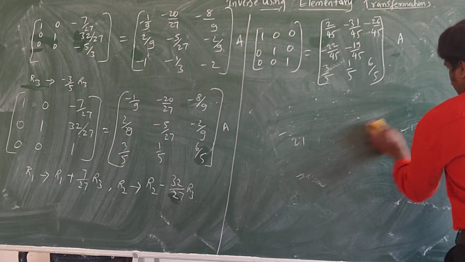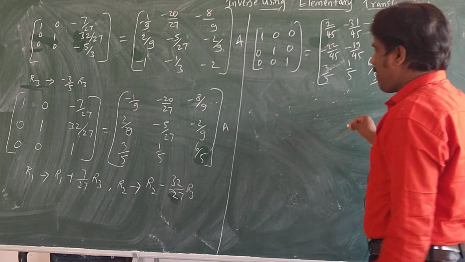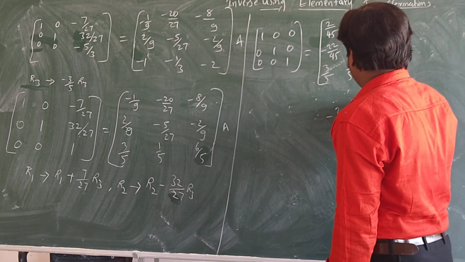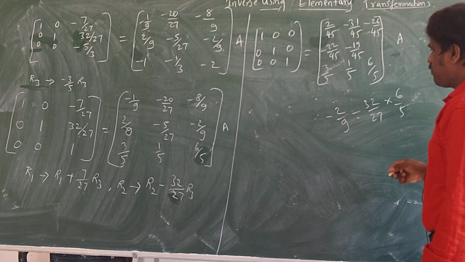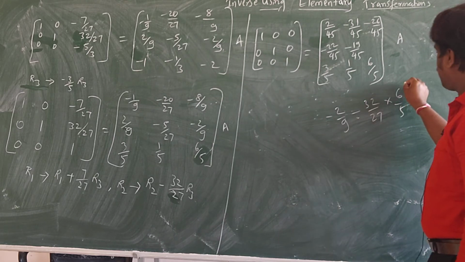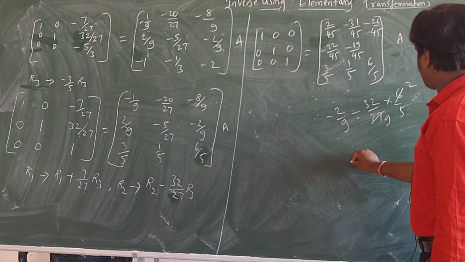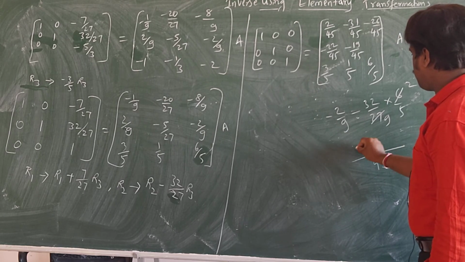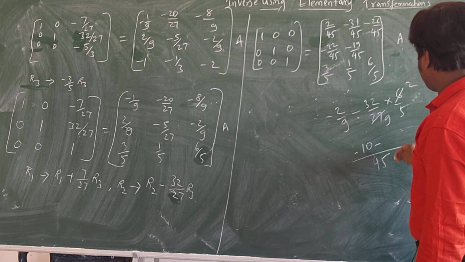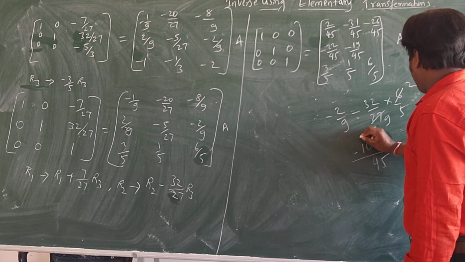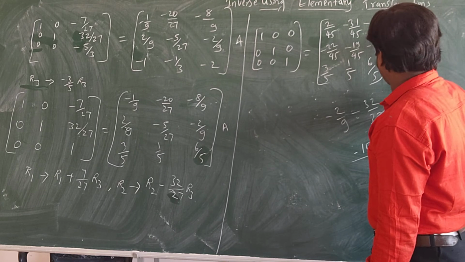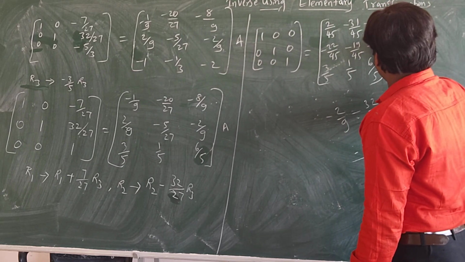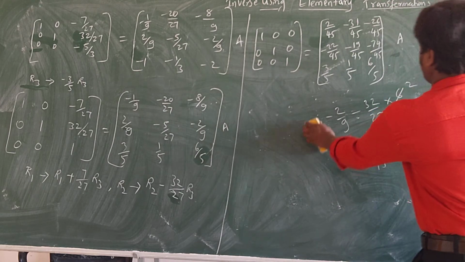Okay, last one, last and final. Tell me, next what you get? Minus 2 by 9 minus 32 by 27 into 6 by 5. Okay, getting 2 by 9. So you get 45 is the LCM. So minus 10 minus 64, that is minus 74 by 45. Right? No cancellation. See, check here in the previous also correct, na? Minus 74 by 45.